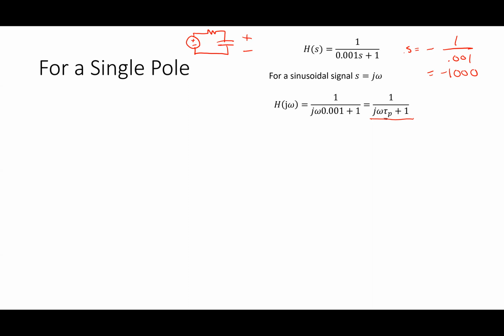All right. How do I approach this? Well, what I want to do is figure out how to make that graph. And I want to make that graph on the logarithmic scale. So what I'm going to do is take the magnitude of this thing. Okay. So what's the magnitude of H of j omega in this case? All right. I want to do it for that general expression, 1 over j omega tau p plus 1. How do I make that?